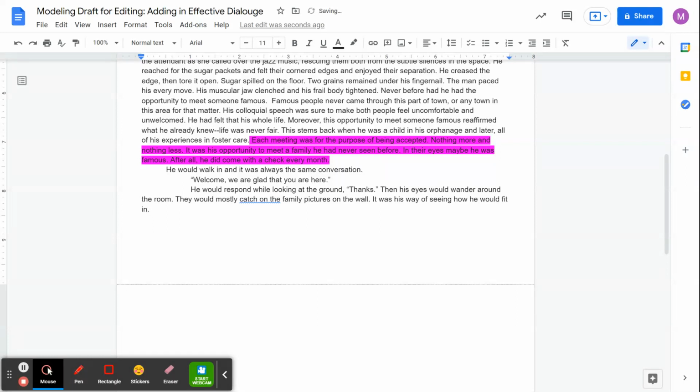Again, the role and responsibility is to pull along a little bit of the plot, pull along a little bit of the character. So I added in, he would respond while looking at the ground. Thanks. Then his eyes would wander around the room. They would mostly catch the family pictures on the wall. It was his way of seeing how he would fit in. I'm going to add in a couple details here.